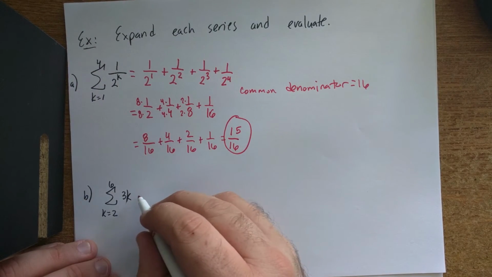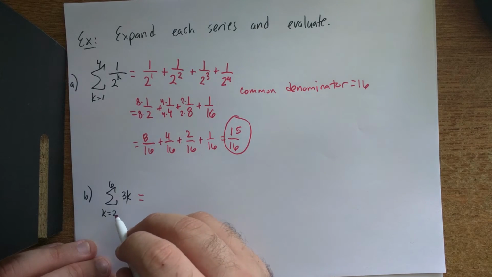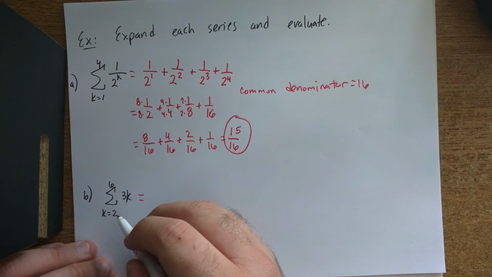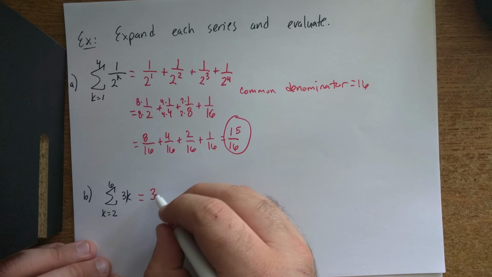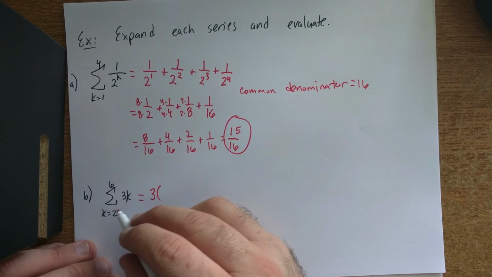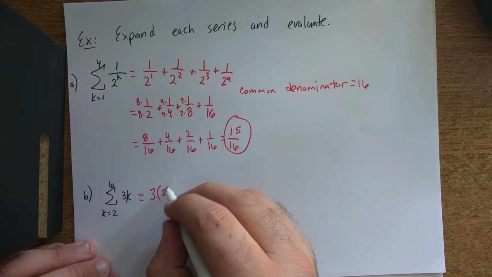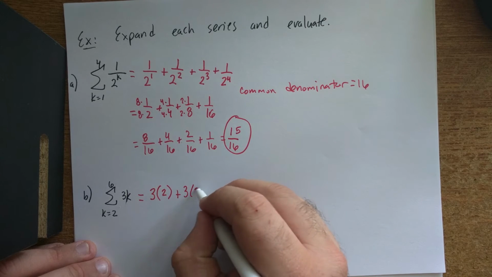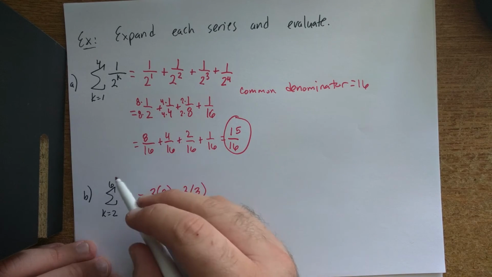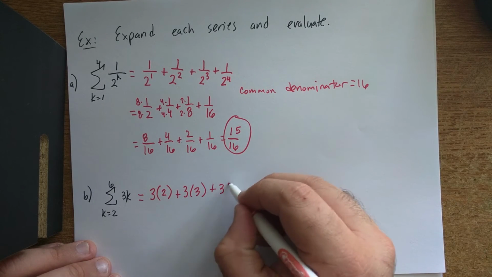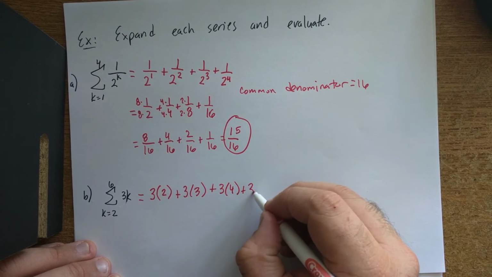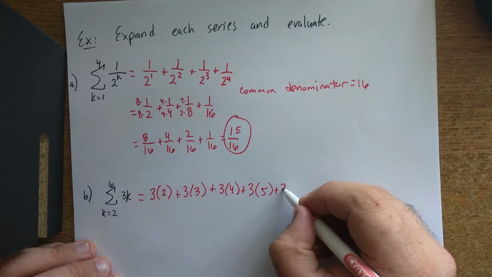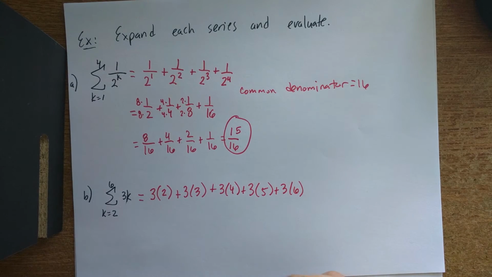Let's go ahead and do this one. Now this one, we're starting at k equals 2. That's fine. And we're ending at 6. So we're going to plug in 3k. So we're going to plug in k equals 2. So we have 3 times 2 plus 3 times 3. And I'm going to keep doing this process all the way up until I get to 6. So 3 times 4, 3 times 5, and 3 times 6. Okay. Just remember order of operations as well.